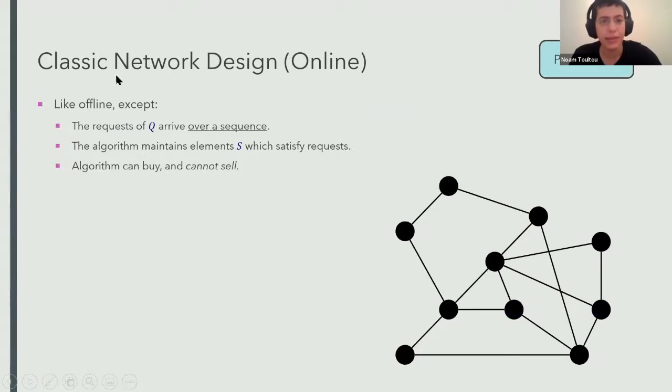The second type of problem is the online variant of the previous problem. So here, this is like the offline problem, except that the requests of Q arrive over a sequence, and at each time the algorithm maintains some set of elements S, which satisfy all previously released requests. So for every request that is released, the algorithm must buy additional elements to satisfy that request. The algorithm can buy additional elements, but it cannot sell the elements that it has already bought. So here's a request, here are some elements serving it, another request, more elements, and so on, and this is the final solution for this input.